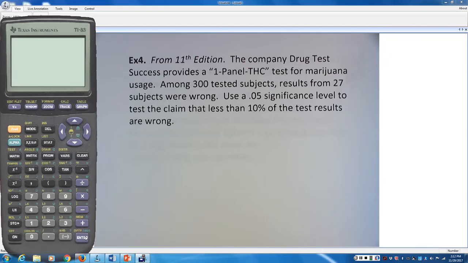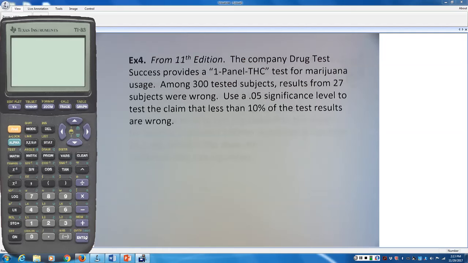Company drug test success provides a 1-pound THC test for marijuana. Among 300 tested subjects, results from 27 of those subjects were wrong. Use a 0.05 significance level to test the claim that less than 10% of the test results are wrong.